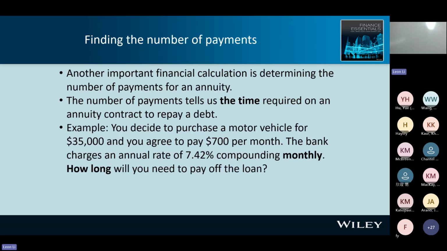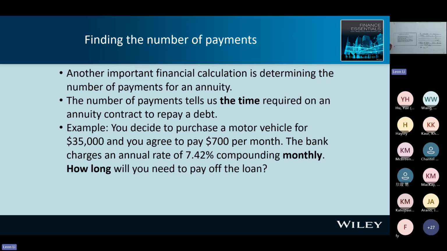Okay, so next slide, finding the number of payments. If you understand the concept, you can see the idea is simple. Let me show you my handwritten note here. We have 4 variables in the annuity, right? In our previous discussion, we discussed how to find PMT. Now we want to find the number of payments, that is N. Our final variable will be I, finding the interest rate.